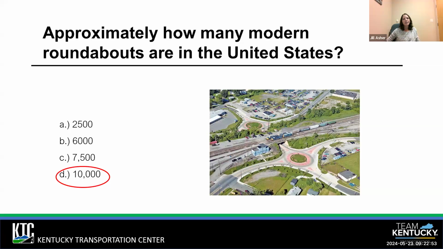But the answer is there are about 10,000 roundabouts in the United States, and Kittelson and Associates keeps a database of the roundabouts. There are approximately 78 in Kentucky, including local roads that we know about. So, you know, there's more and more all the time.